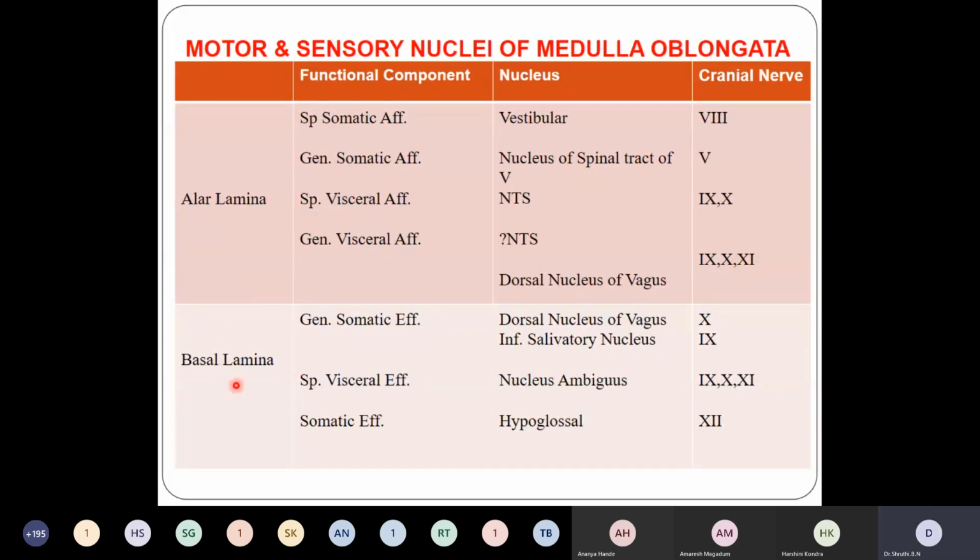So we just learned the basal lamina first, right? This is a somatic efferent column. I said it supplies the general somatic efferent column. It supplies the striated muscle fibers of the head, not of pharyngeal arch origin. They supply the extraocular muscles.